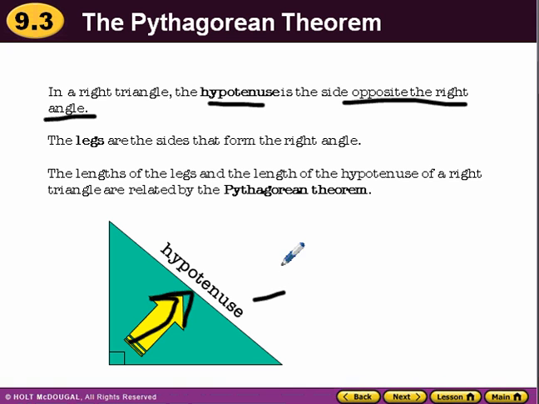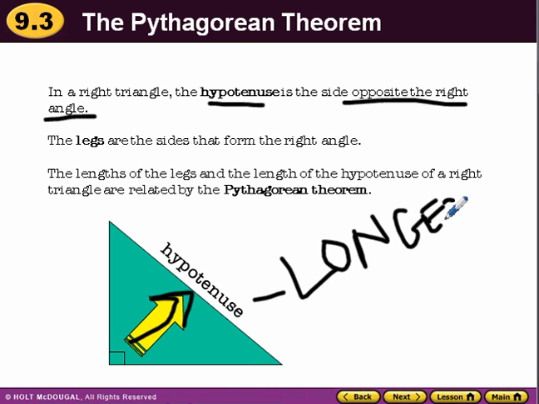Also need to know it's the longest, and I'm writing this in all caps. This is going to be helpful later when we're looking at three sides and we don't know which side is which. But if we know the longest is always the hypotenuse, then we'll be able to problem solve pretty easily. The other thing we need to know is that the legs are the sides that touch the right angle. They come together and they form that right angle.